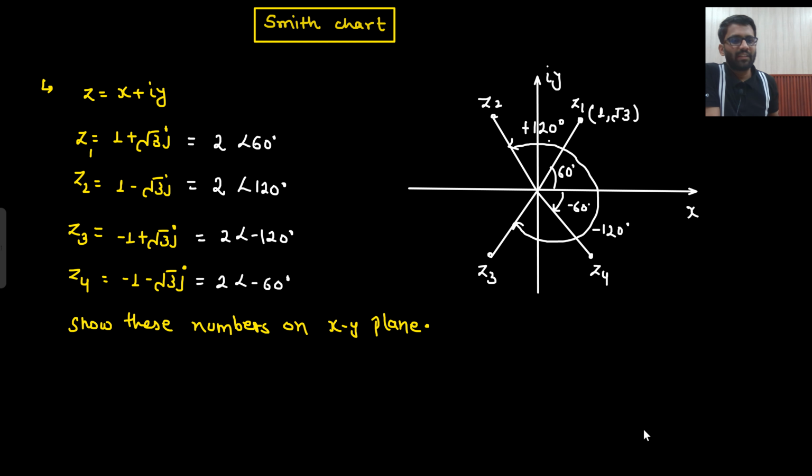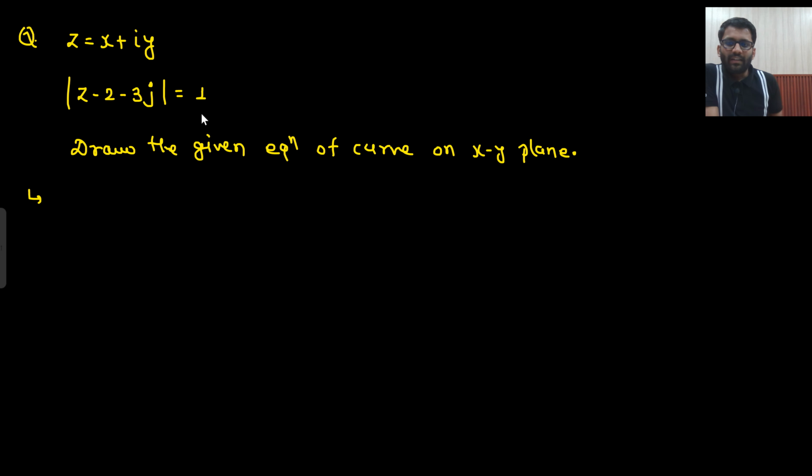So this is a simple mathematics thing we are doing, but this will be used in our Smith chart, and there you will be forgetting all these things. That's why first I am dealing with it, so that you should know all these basic stuffs. Then you need to draw this curve. Now this curve will represent a circle, or which category of curve it will represent, that you need to find. So mod of z minus 2 minus 3j is equal to 1.